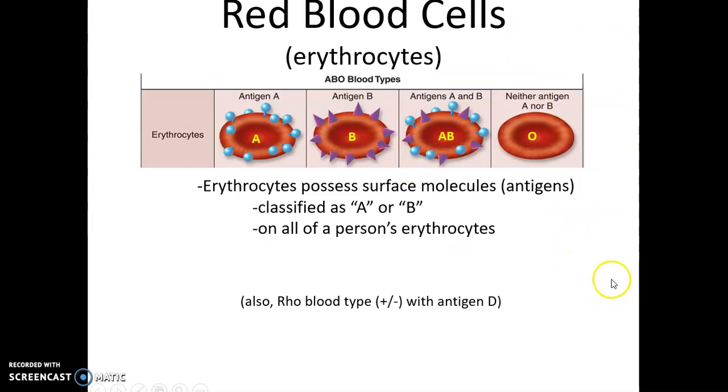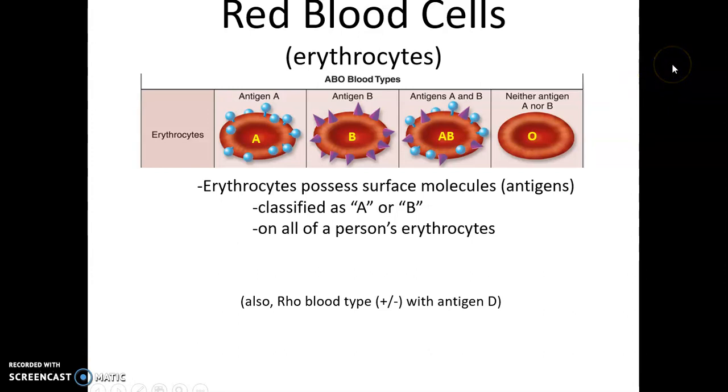All right, the erythrocytes possess surface molecules called antigens. So there are structures on the surface of the erythrocytes that help to allow our body to distinguish these cells and recognize them as cells that belong in our body versus cells, structures that do not belong in our body. And this is basically how our immune response works.